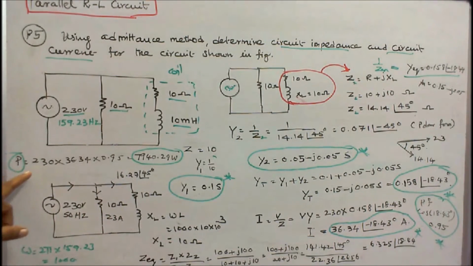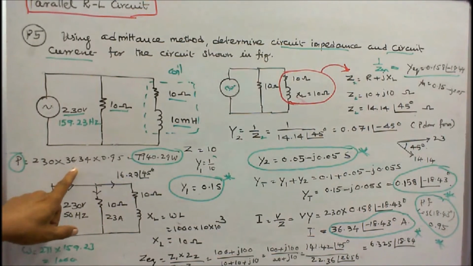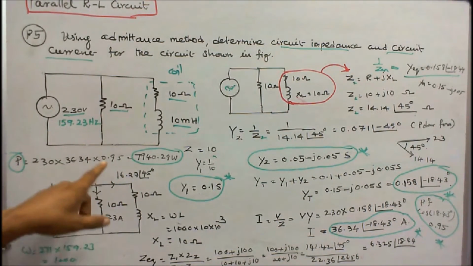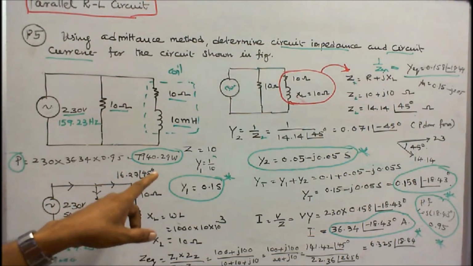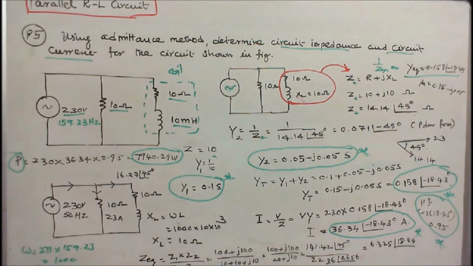Power P is equal to VI cos theta. V is 230, I is 36.34, power factor of the circuit is 0.95, that is equal to 7940.29 watts.